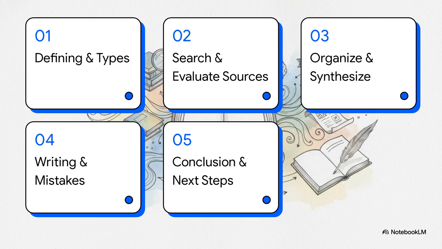Okay, let's quickly outline our architect's blueprint for today. We'll be moving through 5 key stages. First, defining and exploring types. Second, searching and evaluating sources. Third, organizing and synthesizing literature. Fourth, writing and common mistakes. And finally, number 5, our conclusion and next steps.